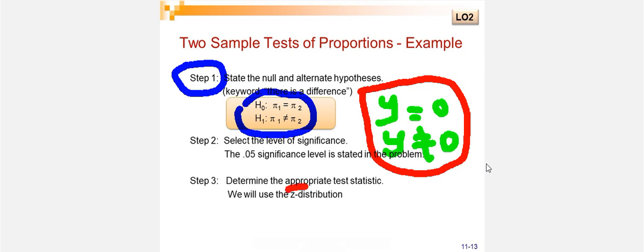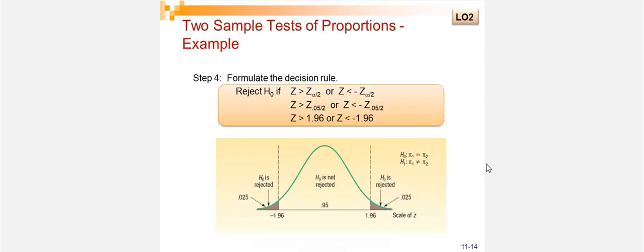So the next step, we use 0.05 significance level given in the question. Then another one, we use the Z distribution. So step number 4, we need to formulate the decision. That means we reject H0 if Z is more or lower than Z alpha divided by 2. So now Z alpha divided by 2, we get 1.96. Jadi kita dapat 1.96. Cuba kita tanya Chang.